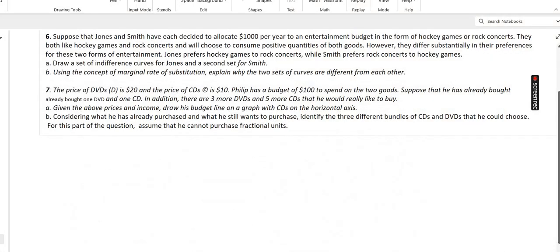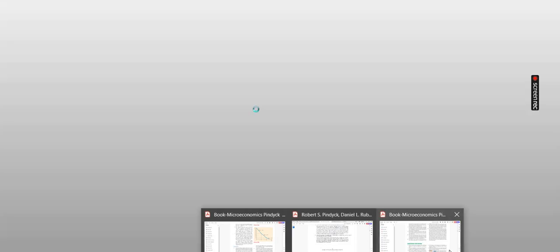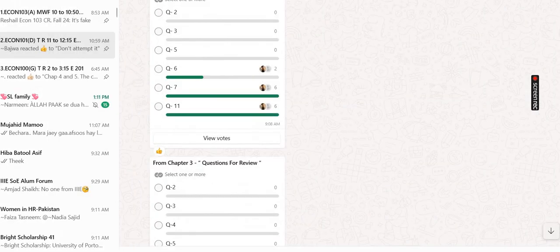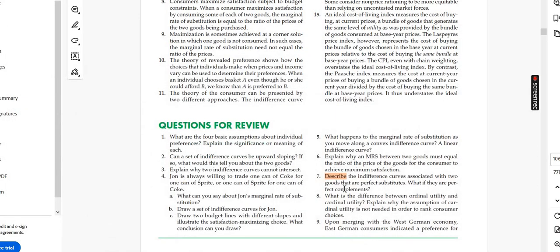So let's move on. Let me have a look at the review question, review question number 7. Yes, that was the question which was asked. Question number 7: describe the indifference curves associated with two goods that are perfect substitutes, and what if they are perfect complements.